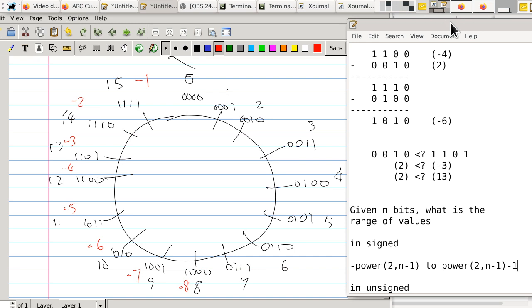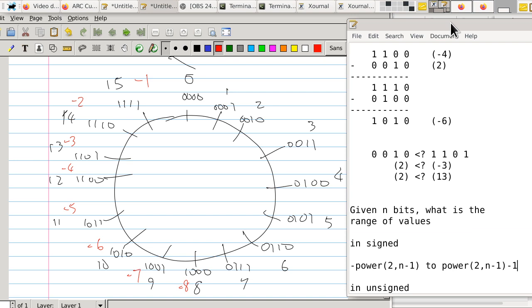Now, this minus 1 is really important because in the case when n equals 4, the largest value you can represent using the signed interpretation is 7. So the range of values you can represent goes from negative 8 to positive 7. And then somebody is going to say, that is so asymmetric. I mean, one is 8 and the other one is 7.